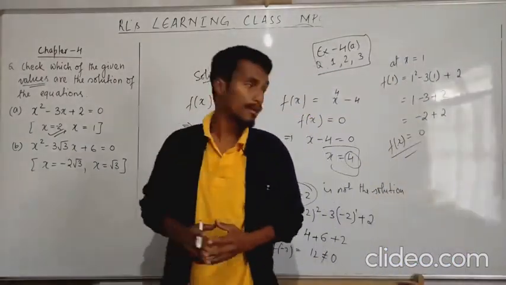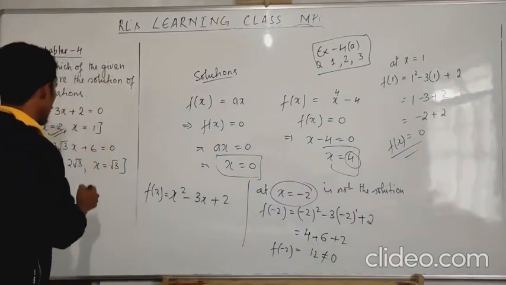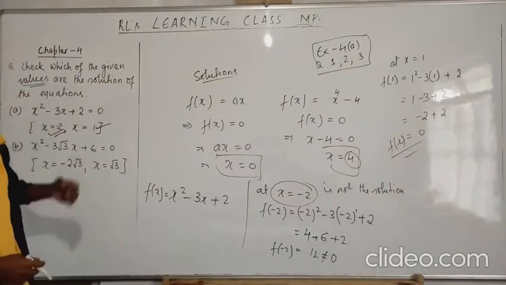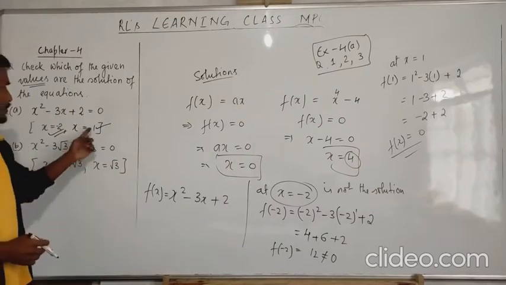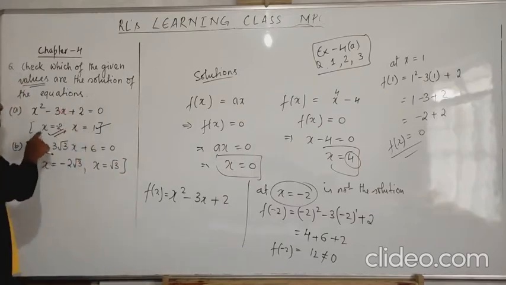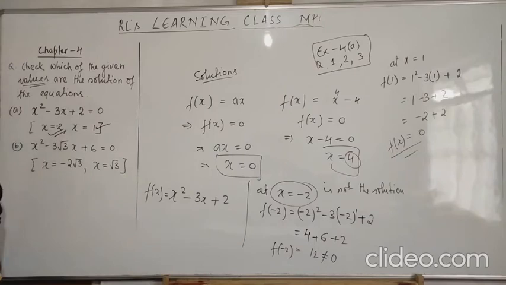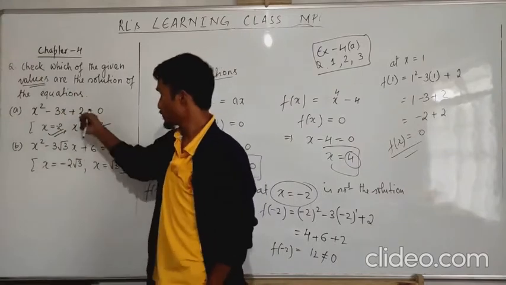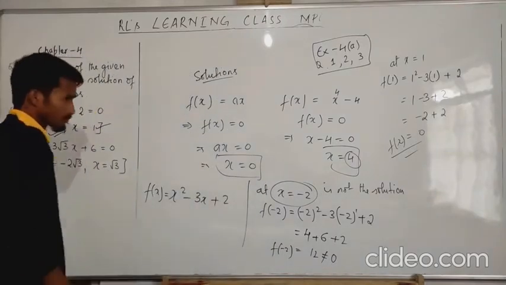Now we got 0. Then what does it mean? Now this x is equal to 1 is the solution of this equation. But x is equal to minus 2 is not the solution. Only x is equal to 1 is the solution. Now similarly for this one.